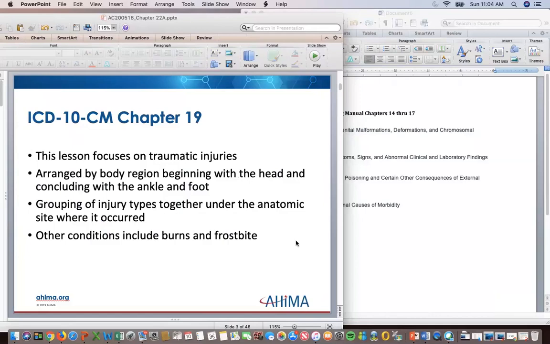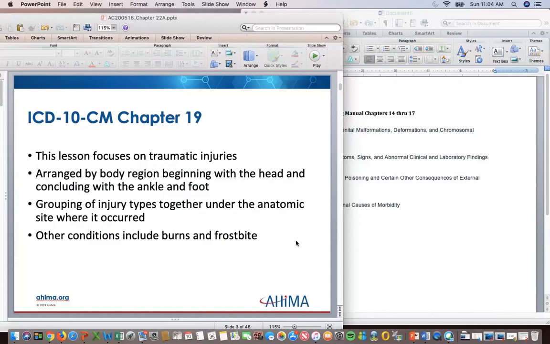Remember the application of the 7th characters in chapter 19, so you will be utilizing that where it is indicated. And mainly, a lot of that 7th character could be for initial encounter where the patient is receiving active care, etc. So they give some very good examples of this.